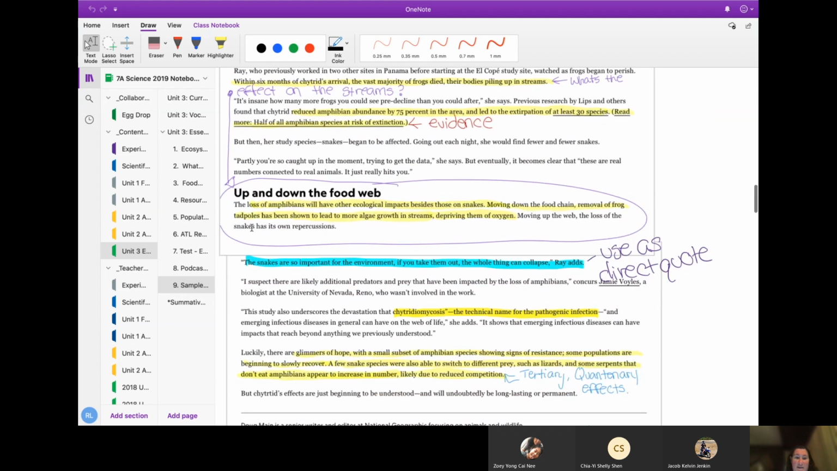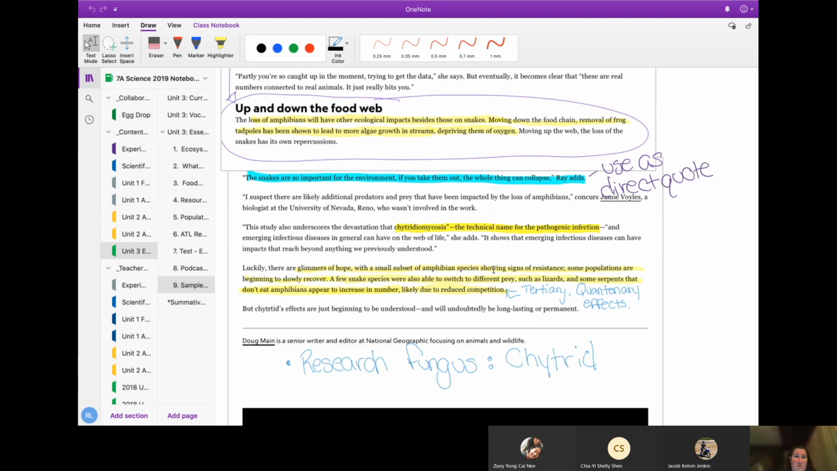And then here's the effect on the streams. So because you don't have the tadpoles in the streams, there's more algae growth. Algae deprives all the other plants and organisms in the stream of oxygen. So then they're going to have all these chain reactions of organisms that live in the streams.